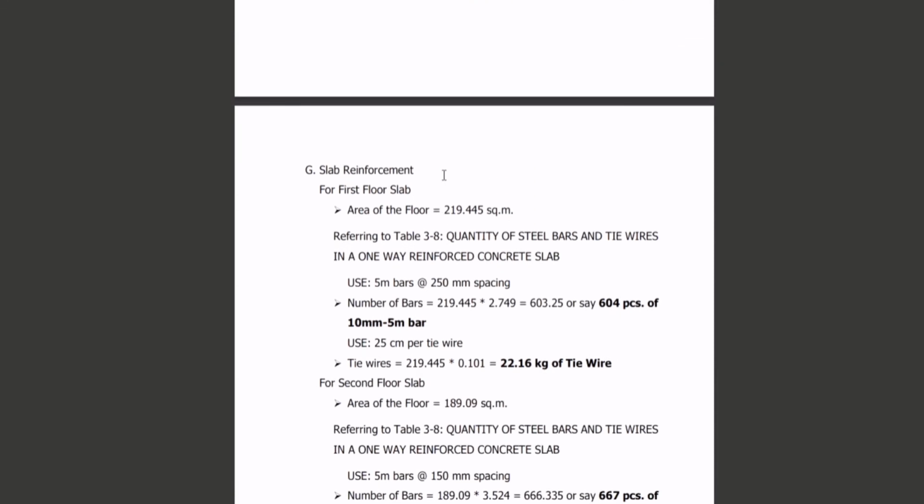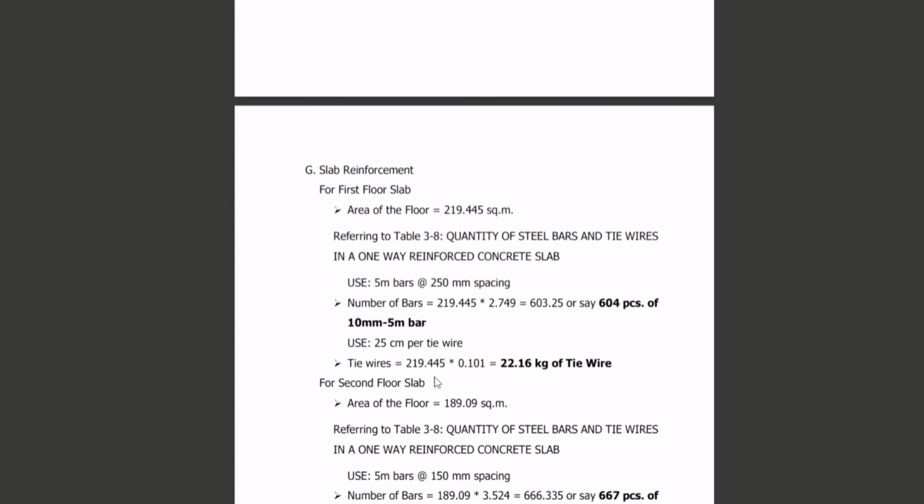Sa slab, ito yung total area ng first floor natin. Yan, 219.445 square meters. So, i-multiply natin to na 2.749 which is constant. Galing to sa quantity of steel bars and tie wires on one way reinforced concrete slab, galing sa libro ni Max Fajardo. So, which is equals to 603.25 or sabihin na natin 604 pieces of 10 mm 5 meter bars.